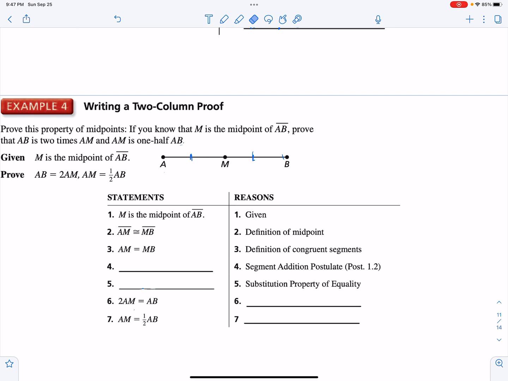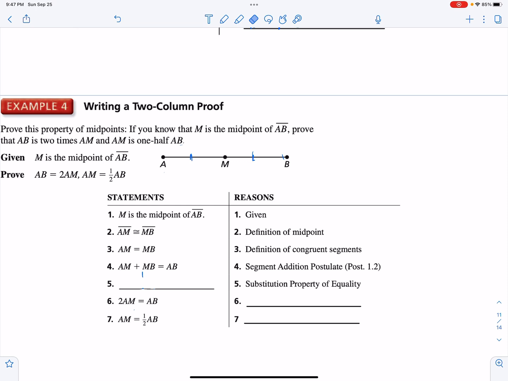Now, the segment addition postulate is kind of funny. Again, segment addition postulate, we should remember, is part plus part equals whole. Typically, if you see midpoint, we really don't use it, but for this proof, we will. So for segment addition postulate, we want to take part plus part equals the whole thing. And I'm guessing that's what they did right here. So AM plus MB is equal to AB.